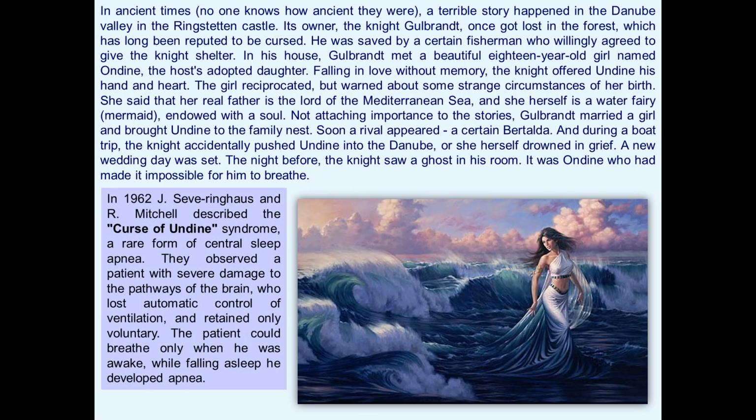In 1932, two scientists described the cause of Undine syndrome, a rare form of central sleep apnea. They observed a patient with severe damage to pathways of the brain who lost automatic control of ventilation and retained only voluntary control, and the patient could breathe only when he was awake. While falling asleep, he developed apnea.